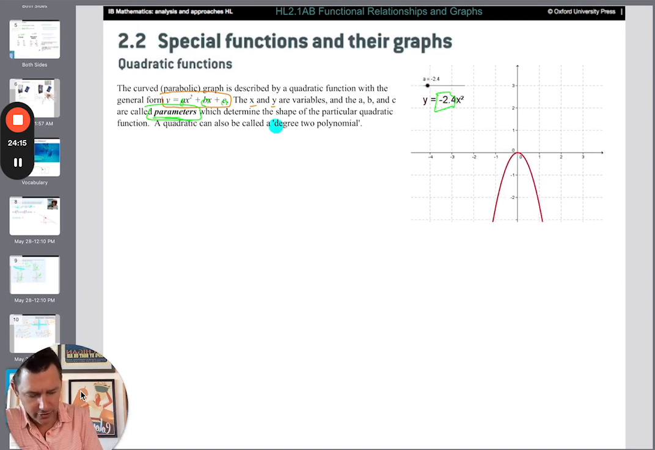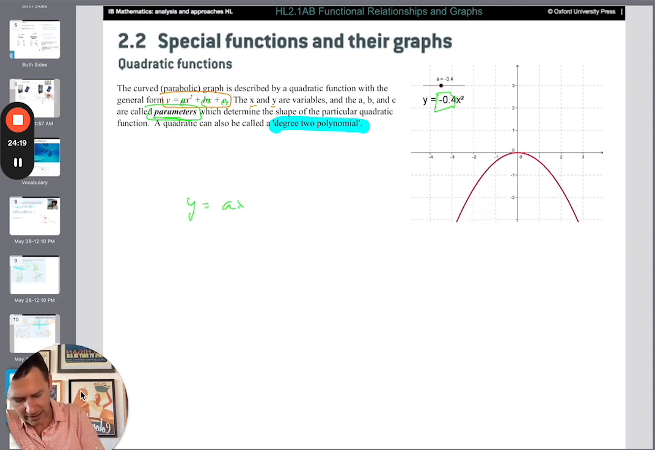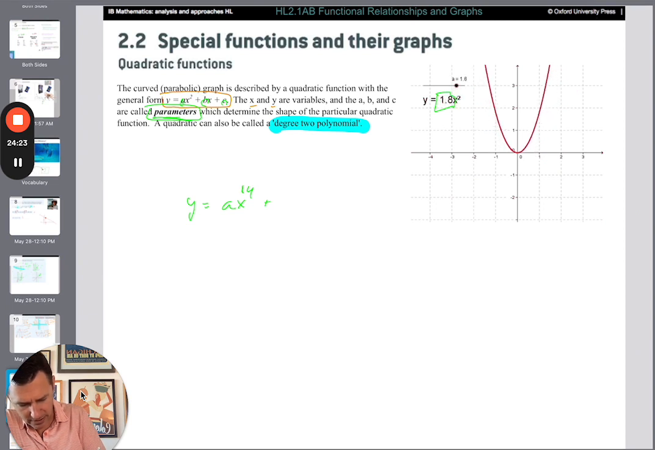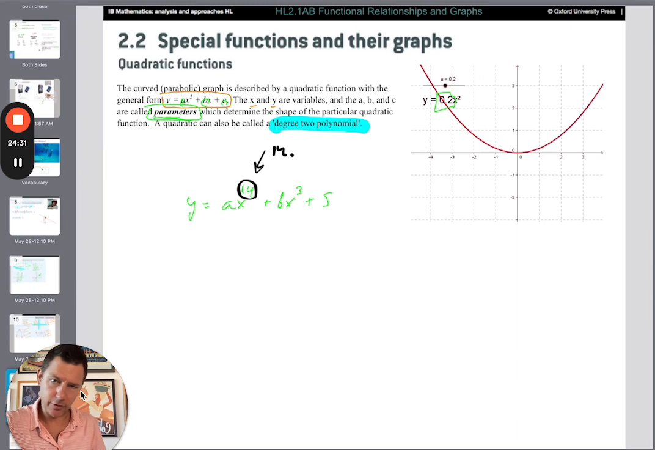We can call this thing a degree 2 polynomial, and that's nice because then if you have something like this, this is the highest power on the whole thing, so this is a degree 14 polynomial.